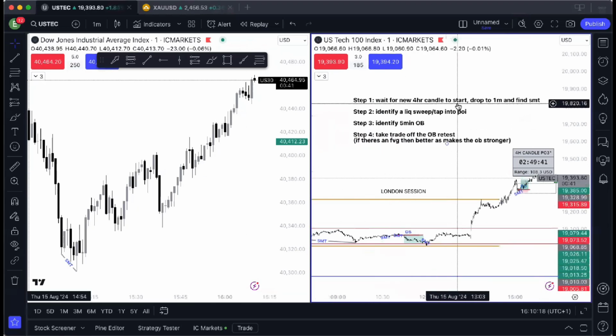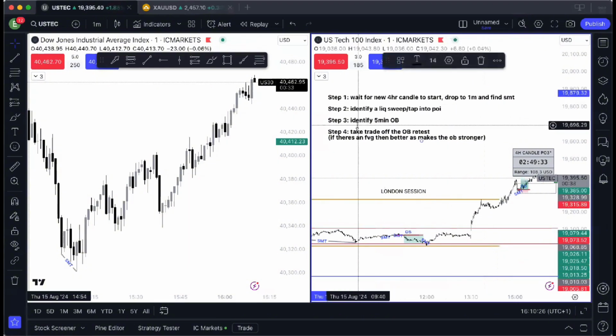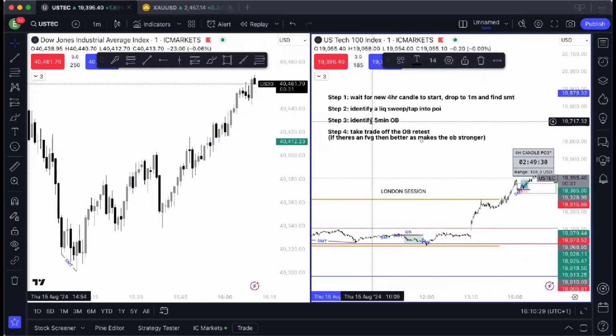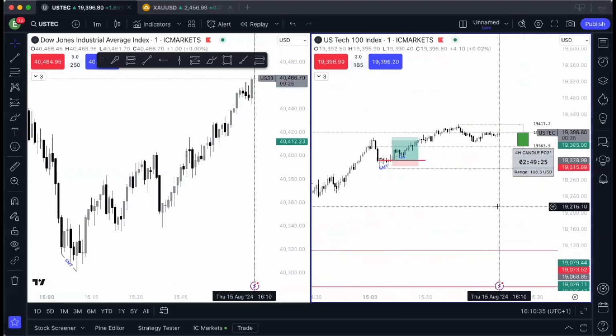Step 1, wait for new 4-hour candle to start, drop to the 1 minute, find SMT. Step 2, identify a liquidity sweep or tap into a POI. Step 3, identify a 5-minute order block. And then step 4, take the trade off the order block retest. Okay, very, very simple, very, very easy.